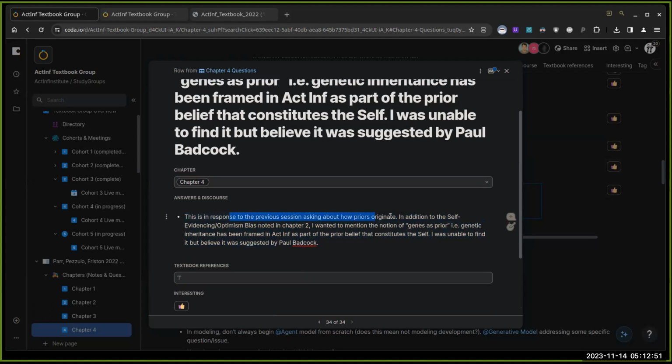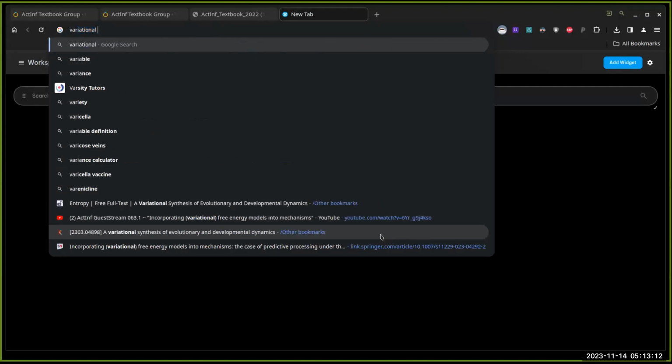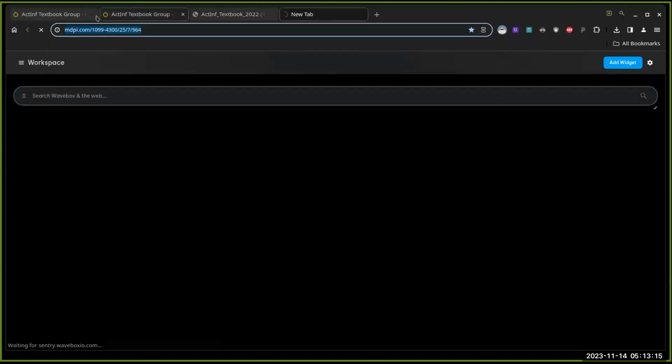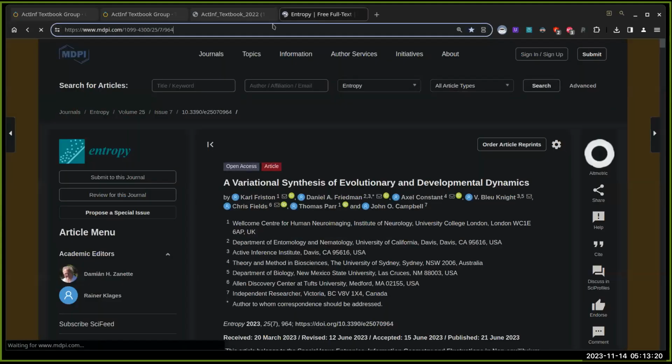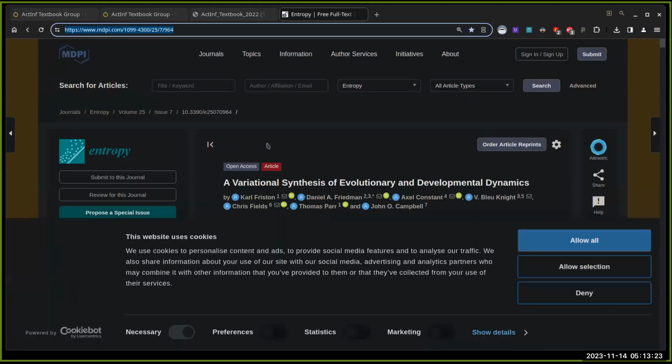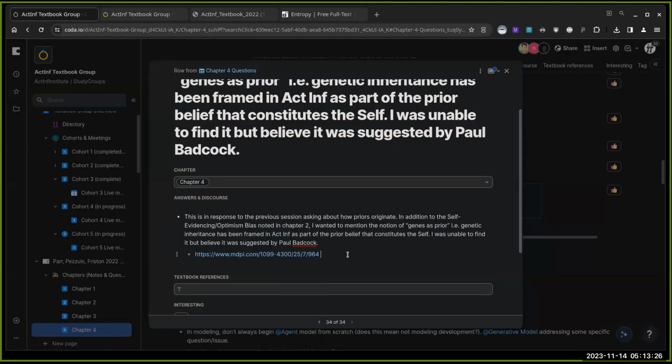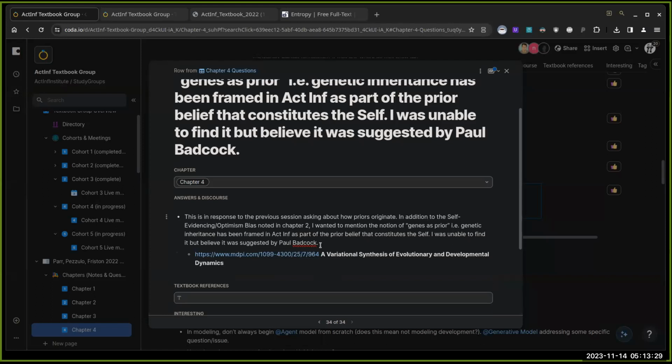This is in response to the previous session asking how priors originate. In addition to the self-evidencing optimism bias noted in Chapter 2, I wanted to mention the notion of genes and priors. Genetic inheritance has been framed in ActInf as part of prior belief. I was unable to find it, but believe it was suggested by Paul Badcock. Yes. We've done evolutionary models, and others have too, where genes provide priors. Any other comments people want to make on this?